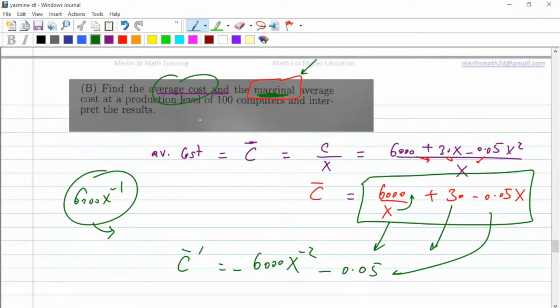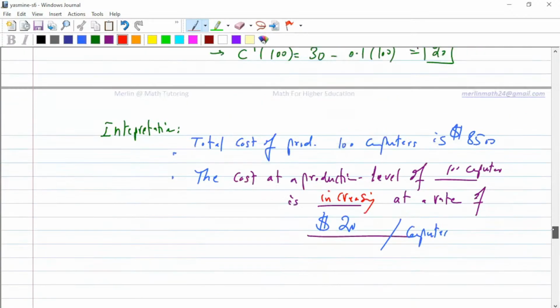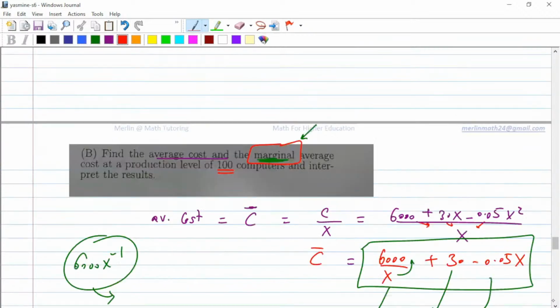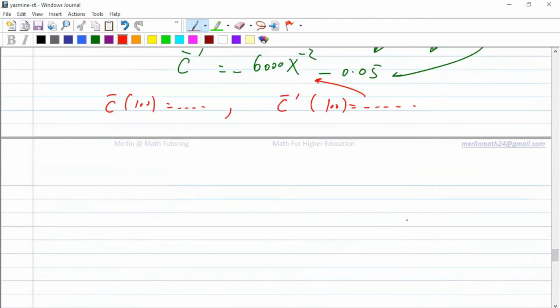Do you have numbers? You plug. You don't have numbers? Yeah, I have 100. So again, you are supposed to do C bar at 100, so that you replace. Again, C bar prime, you replace it here. Any question? And interpretation is the same as we interpret before. Okay, it is interpretation of the total cost and the C prime. You say the same statements. Okay, now this is about cost. Right here, it's about average cost. So that I can leave it for you.